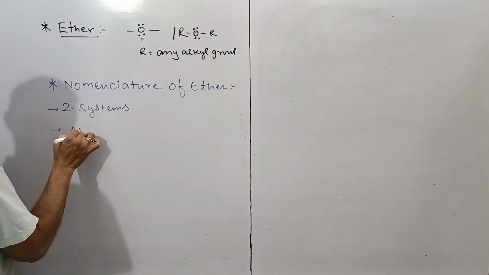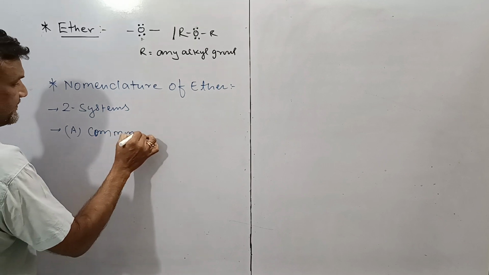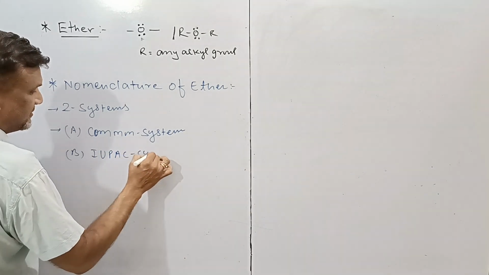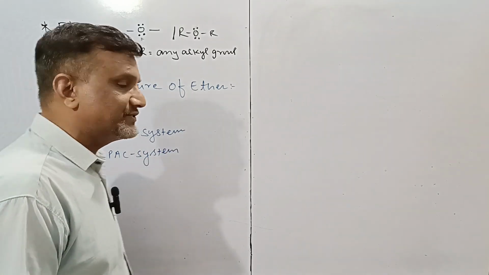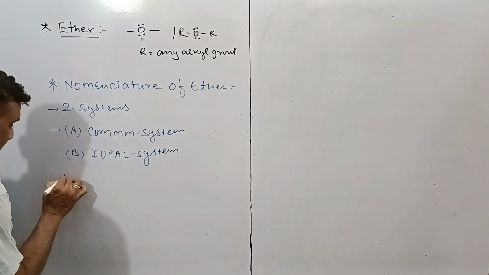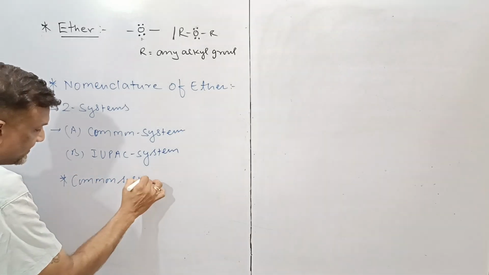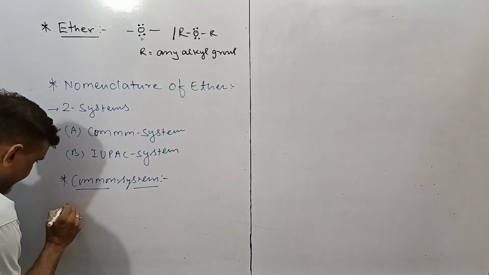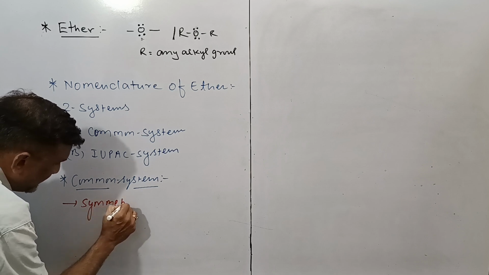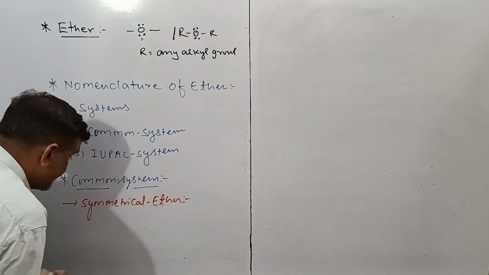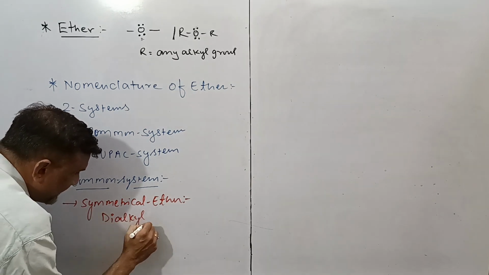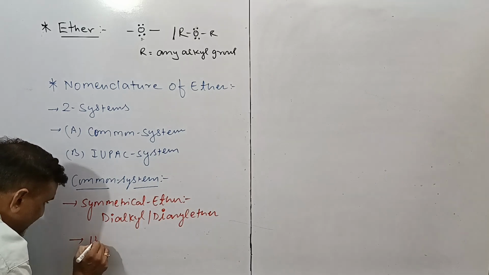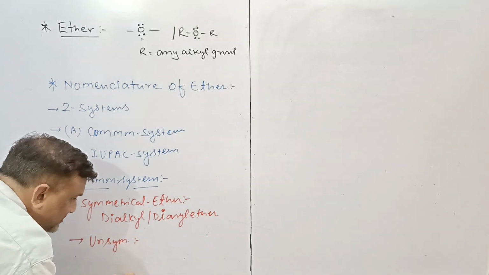Number one is the common system, and the other is the IUPAC system, which stands for International Union of Pure and Applied Chemistry. It's too important. First of all, in the common system, we have discussed there are two types of ether, one symmetrical and the other unsymmetrical. Symmetrical ethers are known as dialkyl or diaryl ethers.